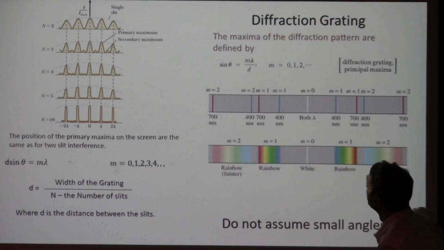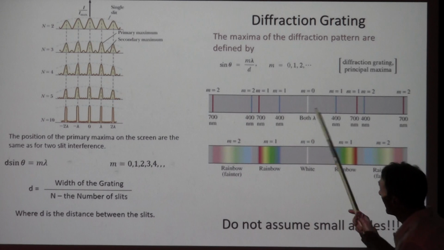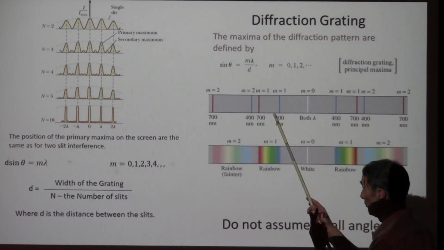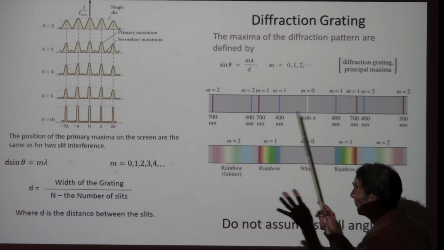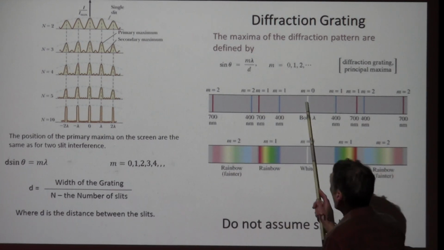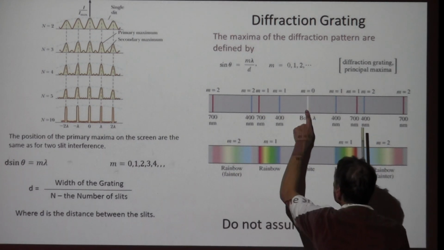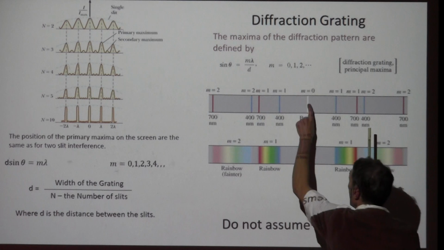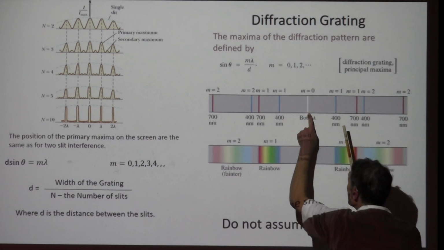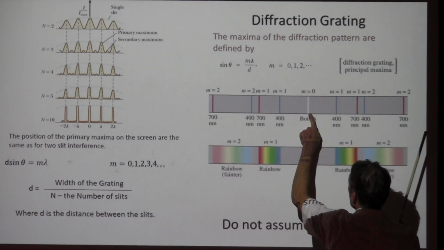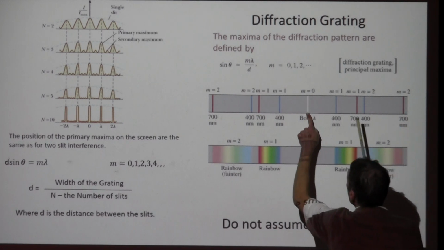Okay, so this is a case like we had a little earlier: what if we have two colors and we put them through the diffraction grating? Now what happens, always in the center, is where they all travel the same distance. There's always a maximum right in the center of this thing. And then there are going to be m values.